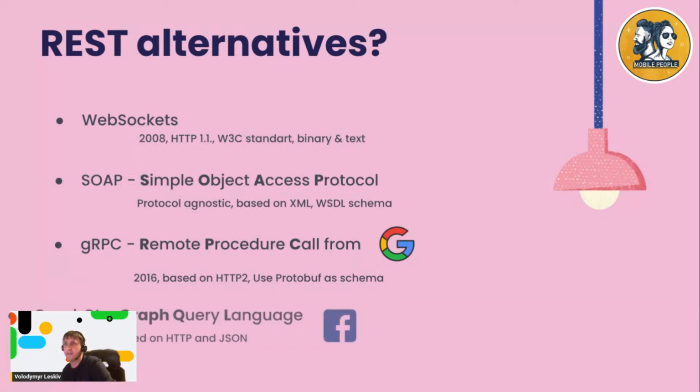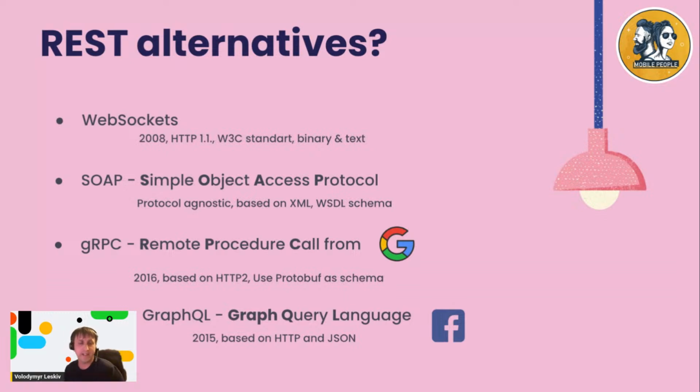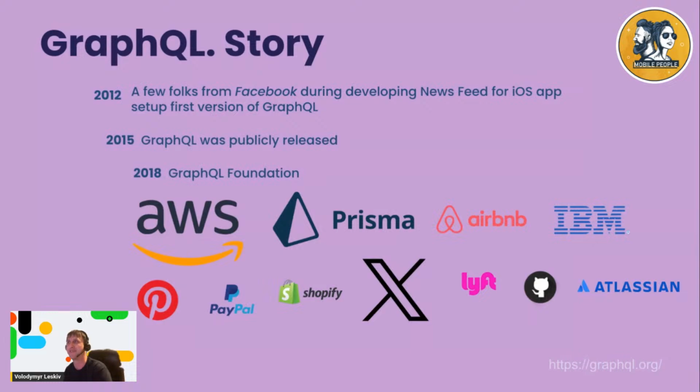And finally, we have our today's hero, GraphQL. Graph Query Language was created by Facebook, or Meta, and let's discuss how it happened. So, the GraphQL story. It was more than 10 years ago, when a few folks from Facebook, I'm sorry to say, were developing an iOS application.